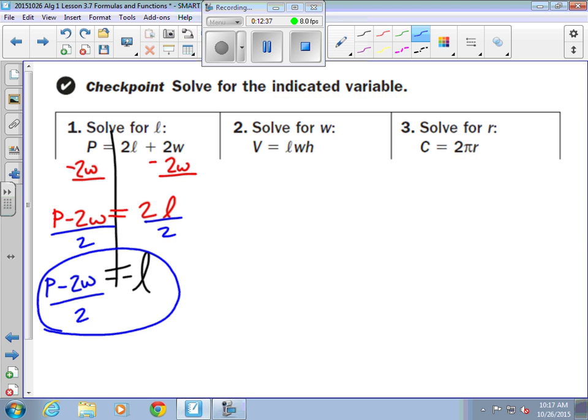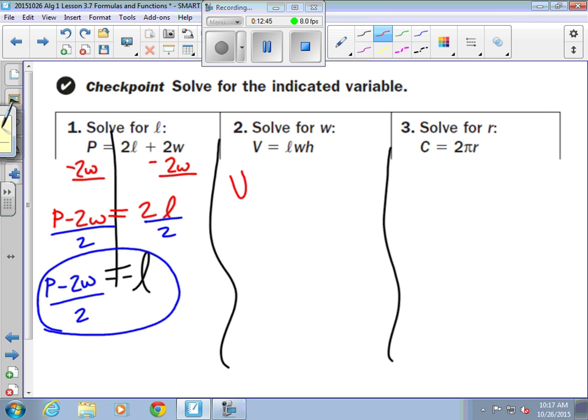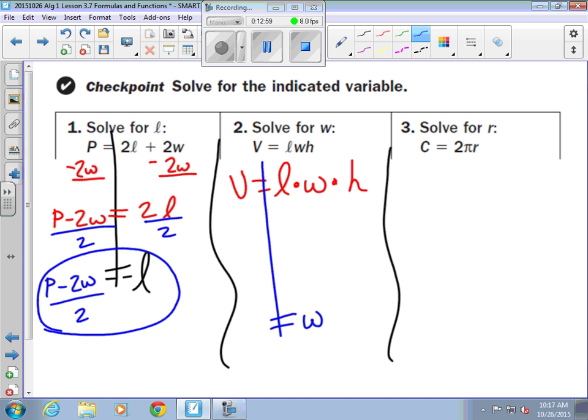Solve for W. V is equal to L times W times H. If you need to write it as V is equal to L times W times H, then do that. If you want to get W by itself, you want to undo the operation. Remember, we don't undo numbers and we don't undo variables. We undo operations. What operation is on the right-hand side?